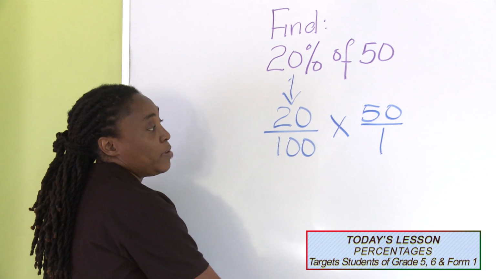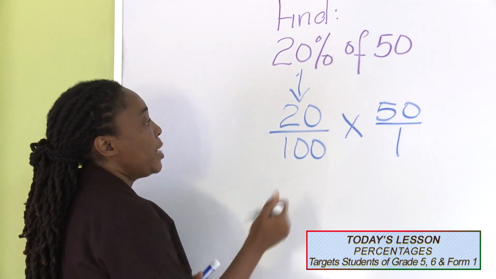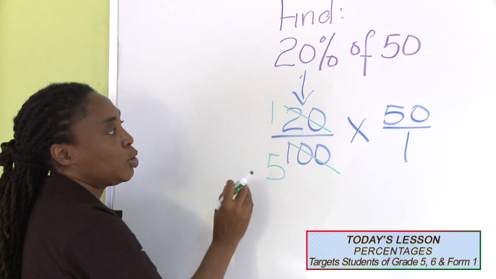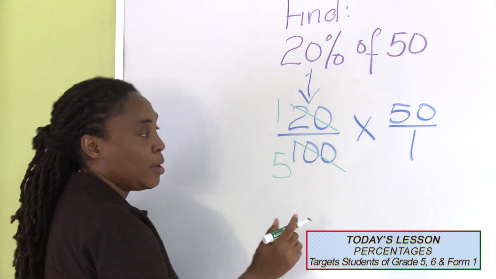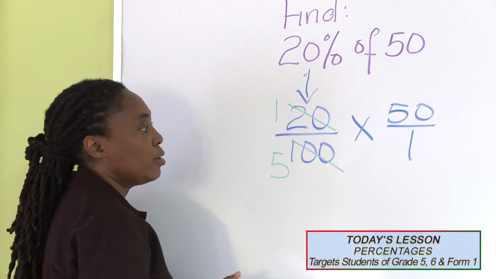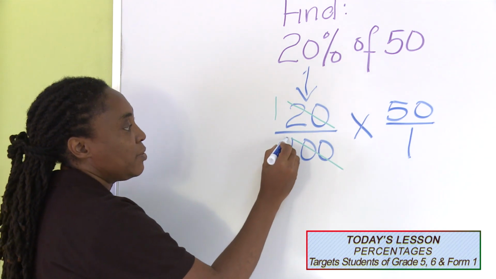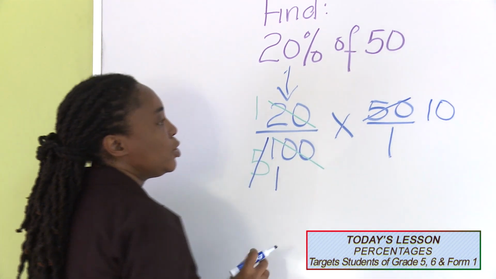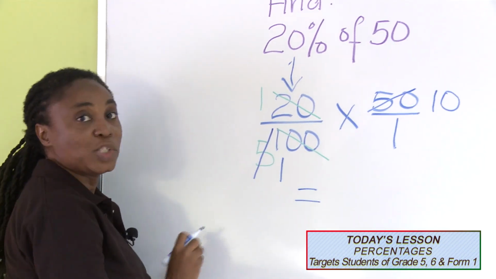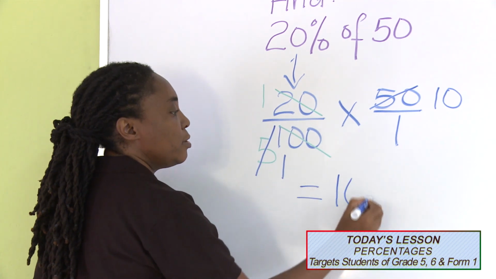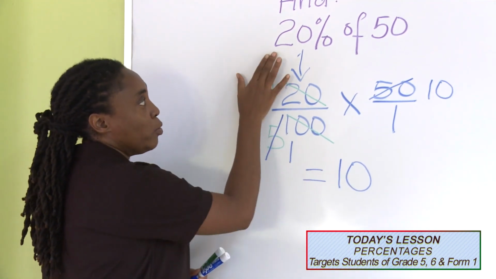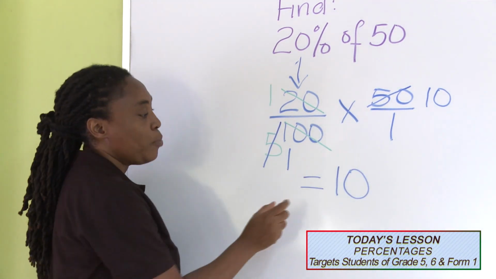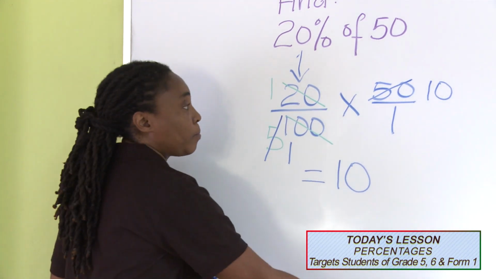So I can simplify my 20 over 100, and that will give me 20 into 20 is 1, 20 into 100 is 5. So now I'm multiplying a fifth by 50. But then again, I can also break down my 50. So 5 into 5 will give me 1, and 5 into 50 will give me 10. So 20% of 50 is equal to 10. Again, we change the percentage to a fraction, we multiply by the quantity, and we got our answer of 10.